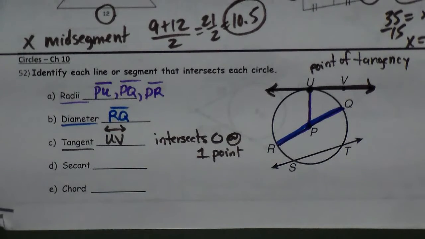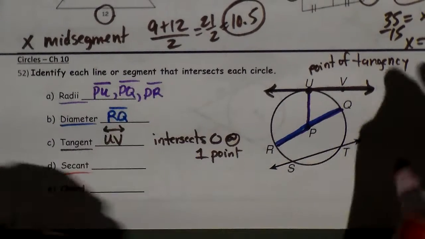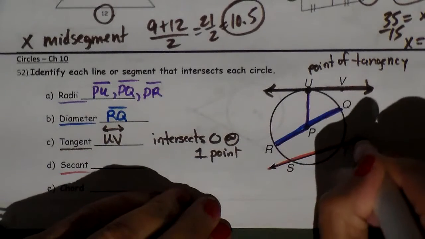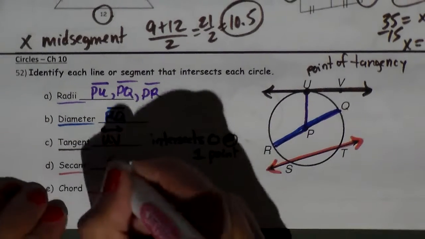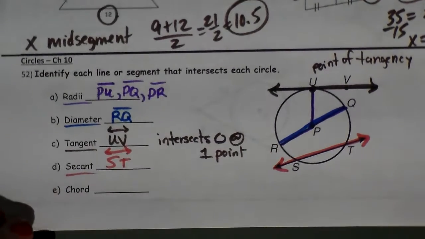Okay. Then we have the secant. Remember, a secant intersects the circle at 2 points. And so here's our secant right here, line ST. Now, notice that I called it line ST. That's because the symbols matter. How you label it matters.